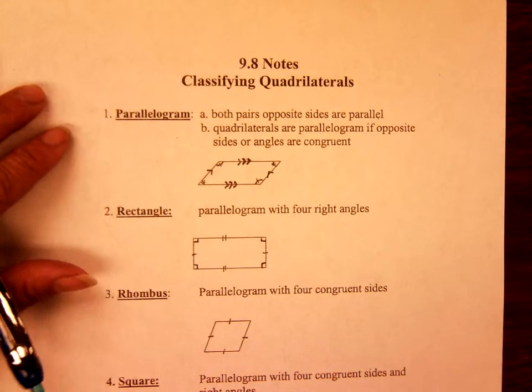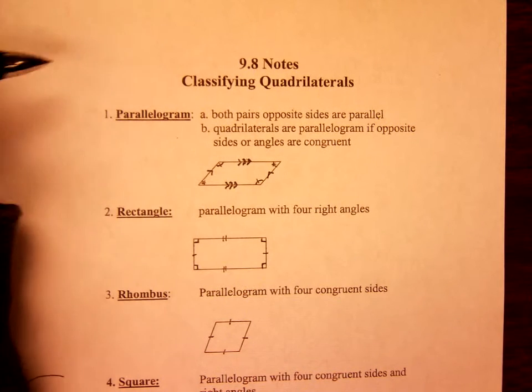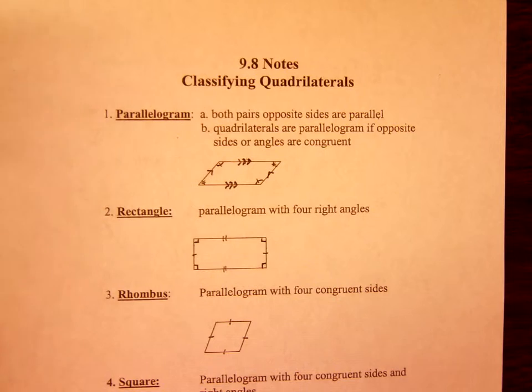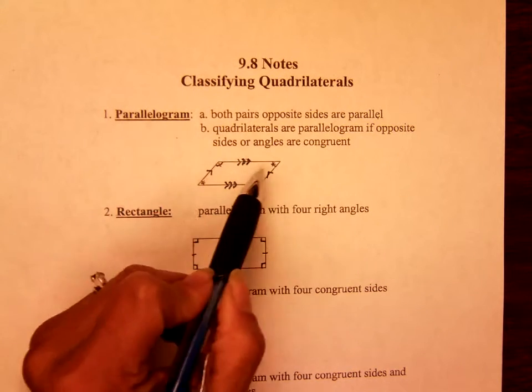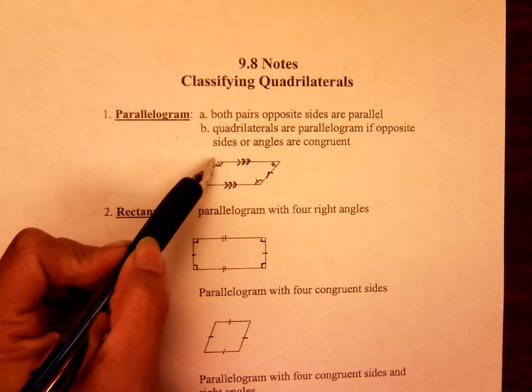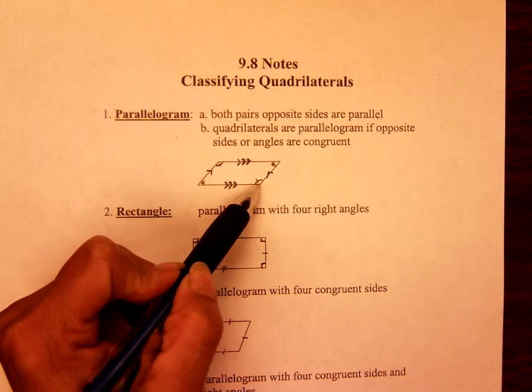Okay, so today's lesson is 9.8, classifying quadrilaterals. So we have a parallelogram. A parallelogram is when both pairs of opposite sides are parallel. So this is parallel to this, and these sides are parallel to this other side.